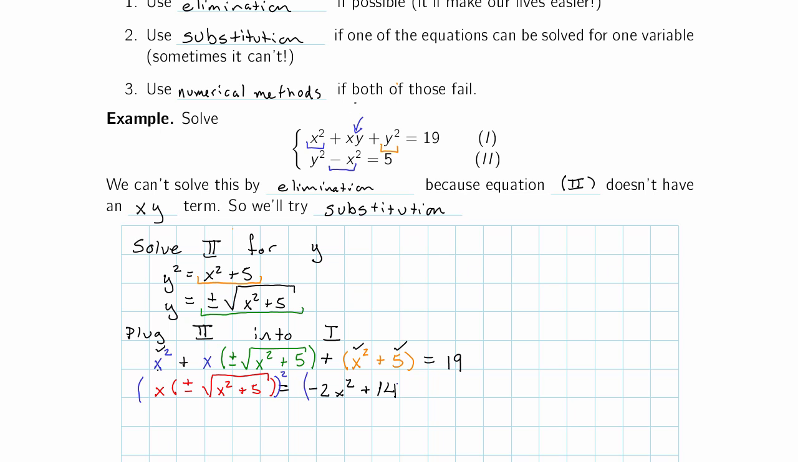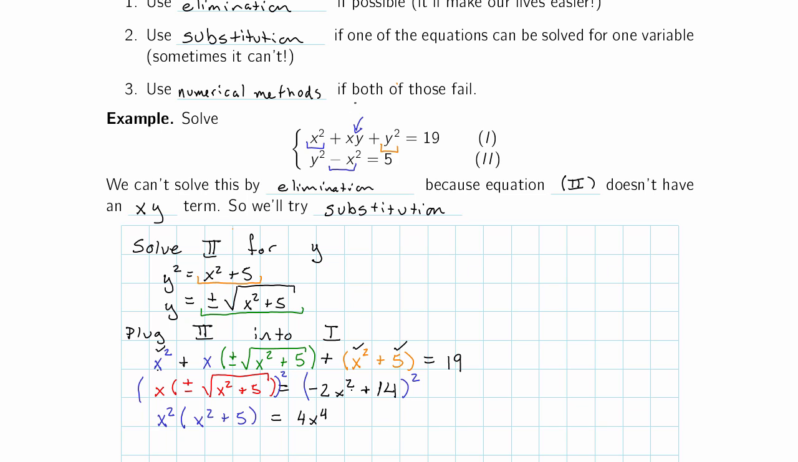Square the left-hand side, square the right-hand side. On the left, I square the x, and then I square that square root. Notice that when we square the square root, we get rid of that plus or minus, because whether it's positive or negative, when we square it, we get the same result. On the right, I have negative 2x squared, all squared. That'll be 4x to the 4th.